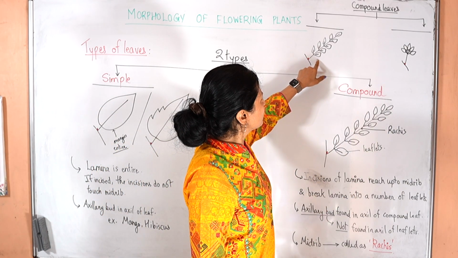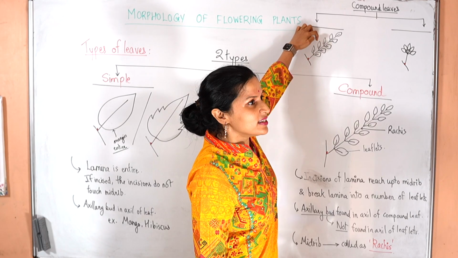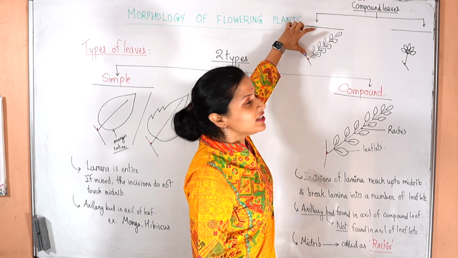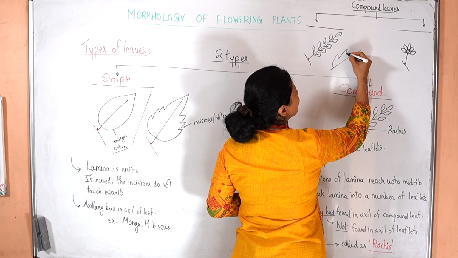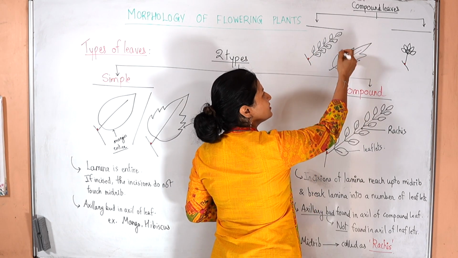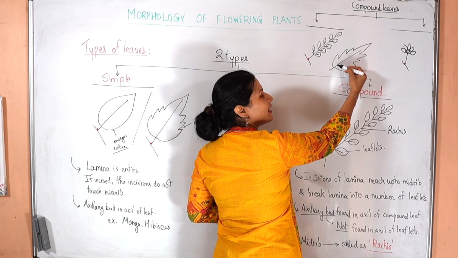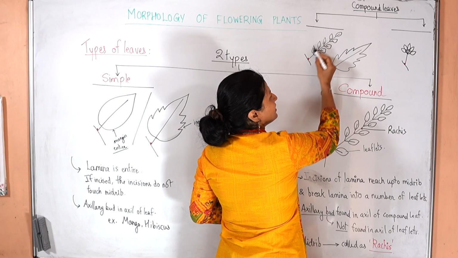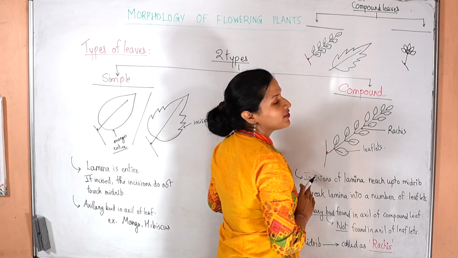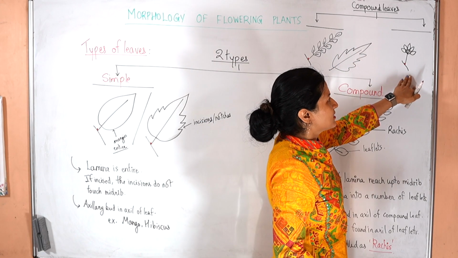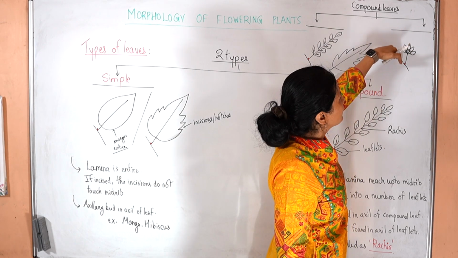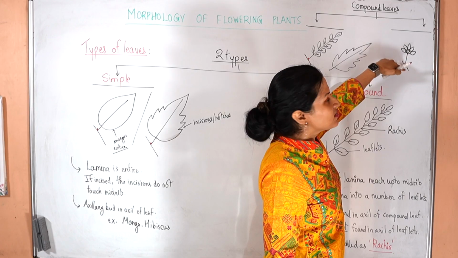Look, over here also the lamina was incised and the incisions reached the midrib such that the lamina was broken into leaflets. Let's assume that the leaf was like this. The incisions went deeper and they touched the midrib and they broke this lamina into leaflets. In that case, such a kind of compound leaf has been formed. What about this case? Over here, these are also the leaflets and the axillary bud you can see in the axil of this leaf.